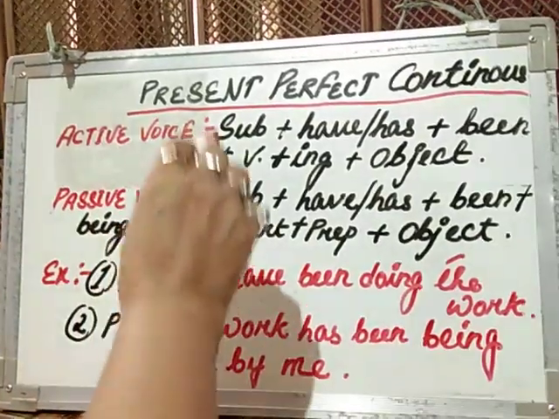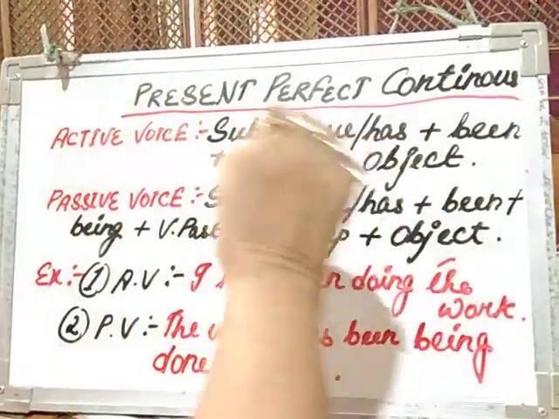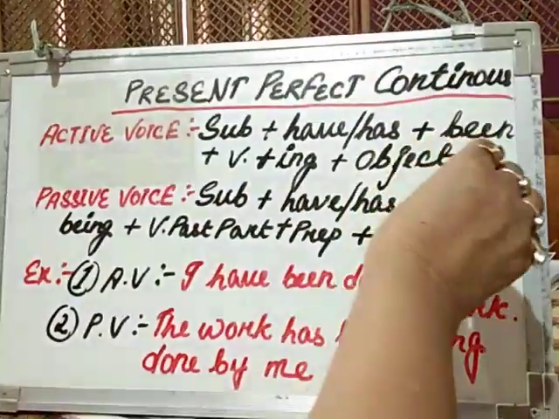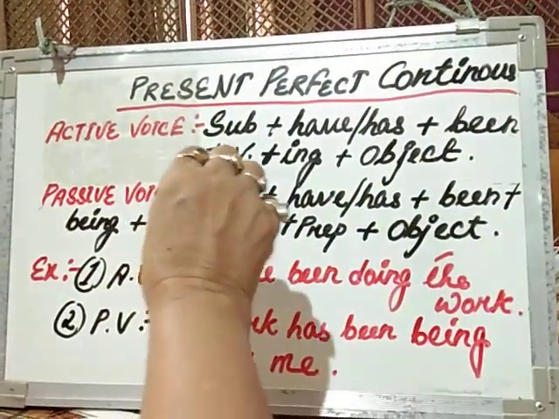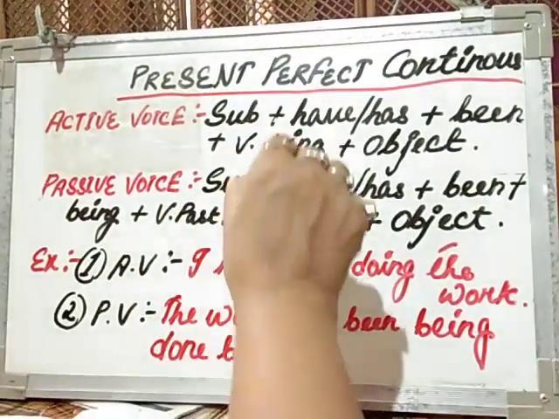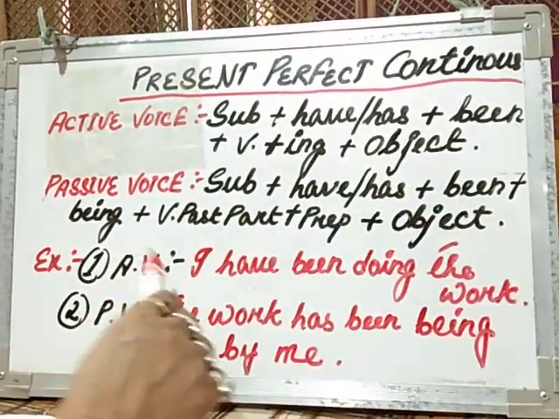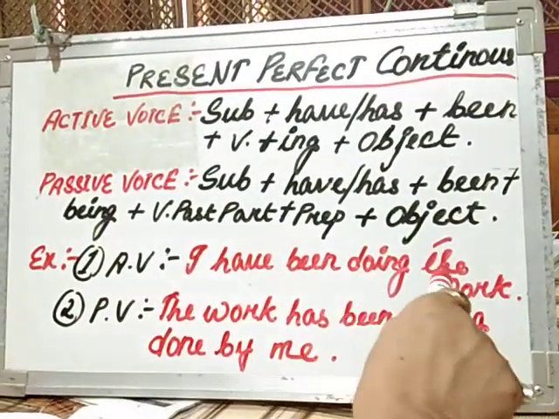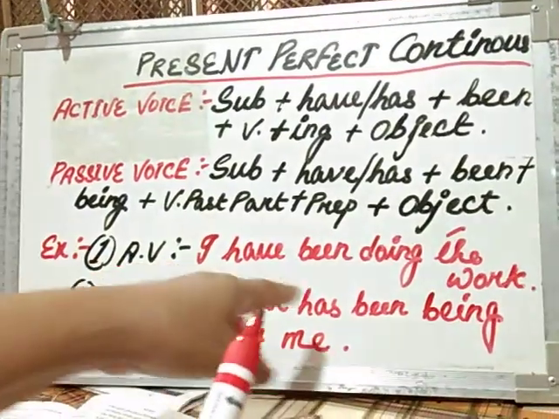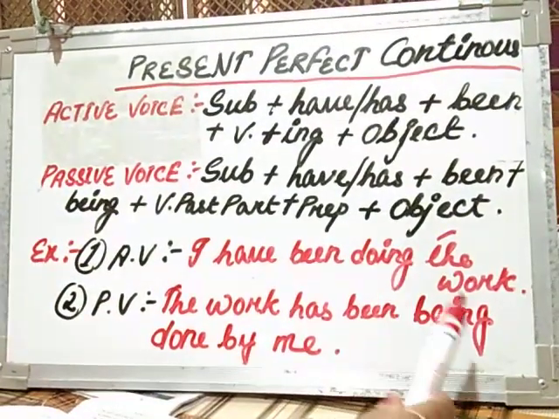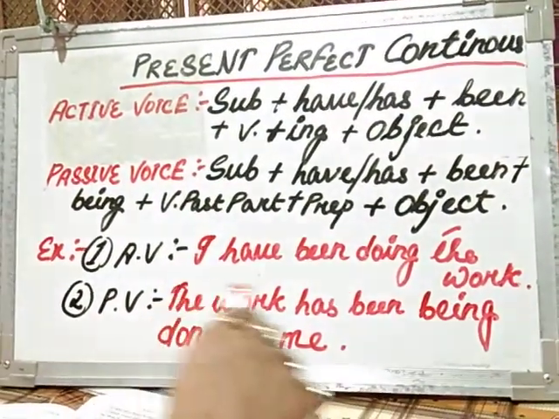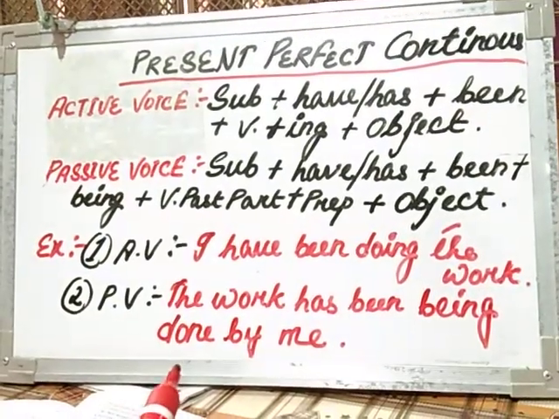So you see here, subject plus have or has according to the person, then plus been, and in the main verb there will be ing, plus object. And you see here, I have been doing the work. This is the active form of present perfect continuous tense.